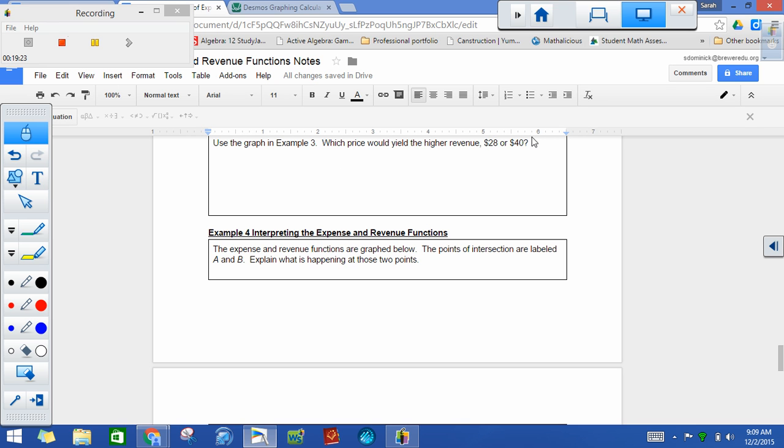Use the graph in example 3. Which price would get you the higher revenue? So if you're looking at 28 and 40, 28 is going to be closer to your vertex, and that will get you the highest, right? Your graph is going to look like this on Desmos. Here's your vertex. That's where your revenue is the biggest. 28 is here, whereas 40 is down here somewhere. So 28 will get you more revenue because it's close to your vertex. It's higher up.